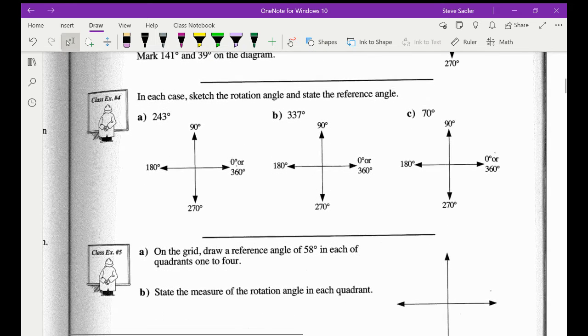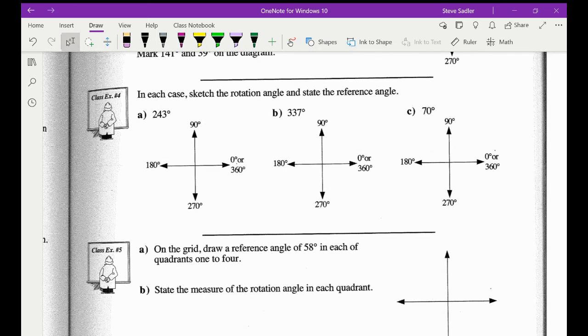So it says here, in each case, sketch the rotation angle and state the reference angle. So for this one, it's 243, so it's going to be between 180 and 270. It'll be somewhere in there. So the rotation angle is going to be that. Maybe I'll make that a little bit nicer.